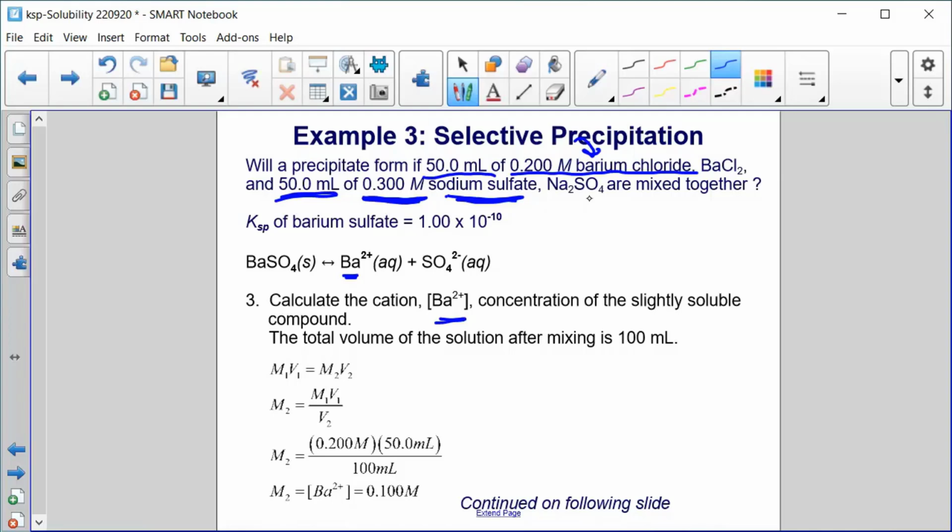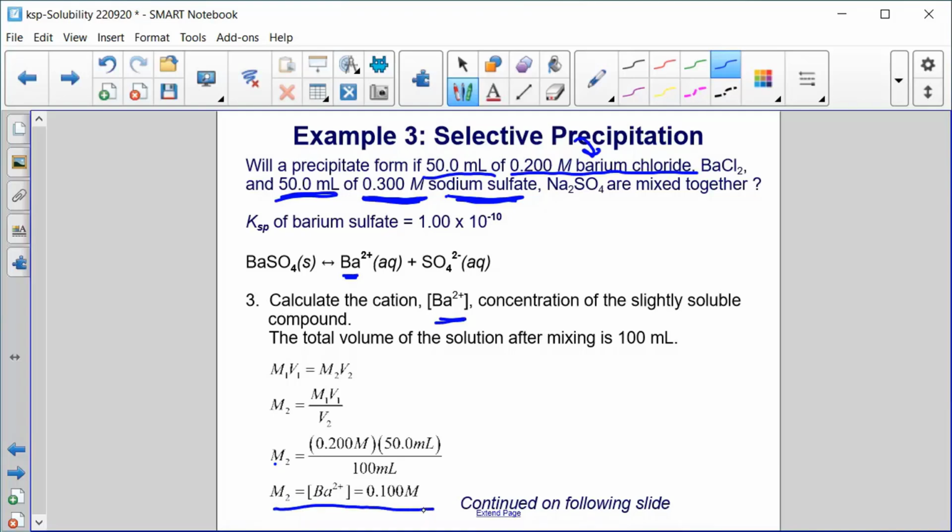So I can say M1V1 equals M2V2. So the concentration after mixing, once that equilibrium is established, right, we're saying that the moles before mixing of the barium is equal to the moles after mixing of the barium. So the concentration after mixing is the concentration before times the volume before over the volume after we combine. Okay. And we get a barium concentration of 0.100 molar. So by combining the two solutions together, we've decreased the concentration of the barium.